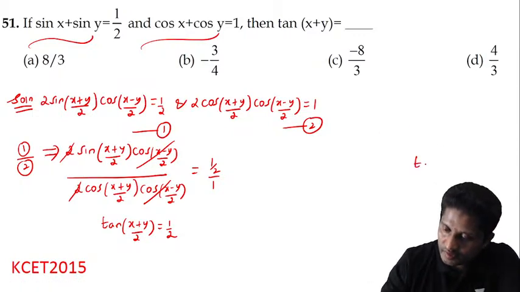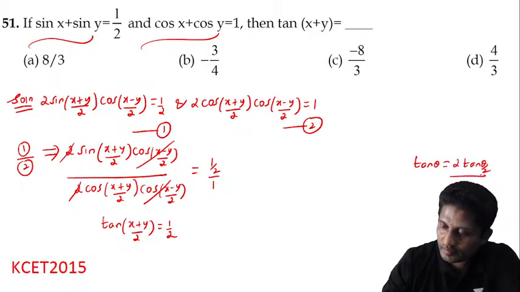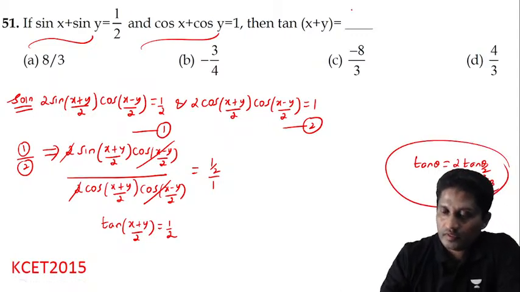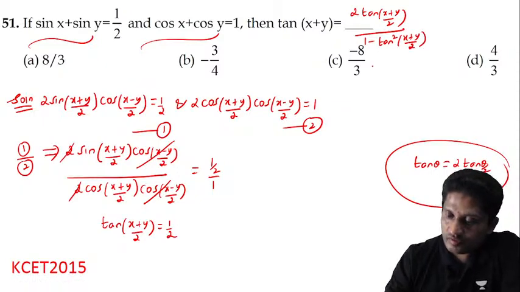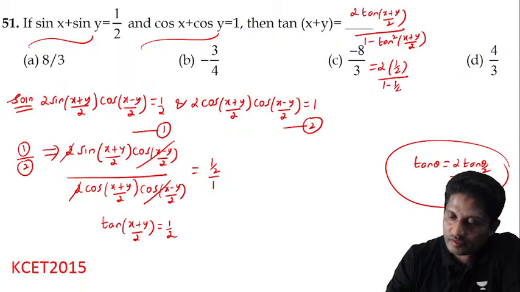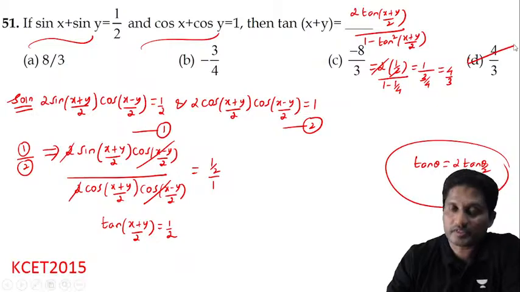The tan theta formula will be equal to 2 tan (theta/2) divided by 1 minus tan square (theta/2). Half angle form: tan x equals 2 tan (theta/2) divided by 1 minus tan square (theta/2), equal to 2 into tan (theta/2), which is half, divided by 1 minus (1/2) whole square, which is 1/4. The 2 and 2 cancel. 1 minus 1/4 is 3/4. The 4 goes to the numerator, and you get 4/3, which is the option.